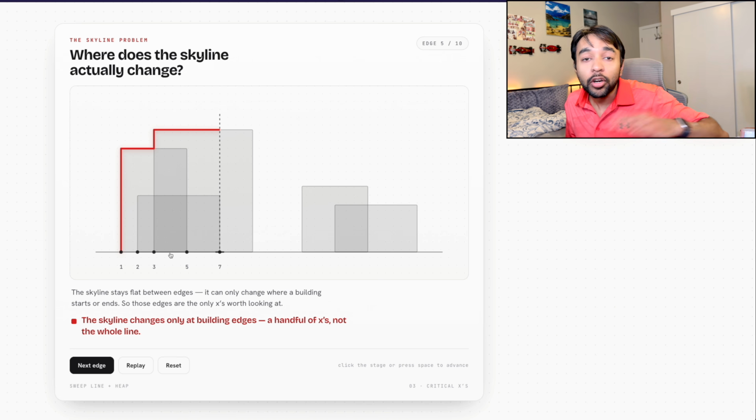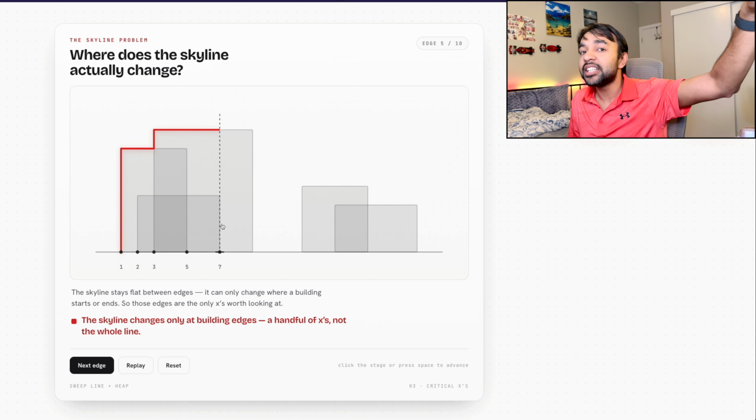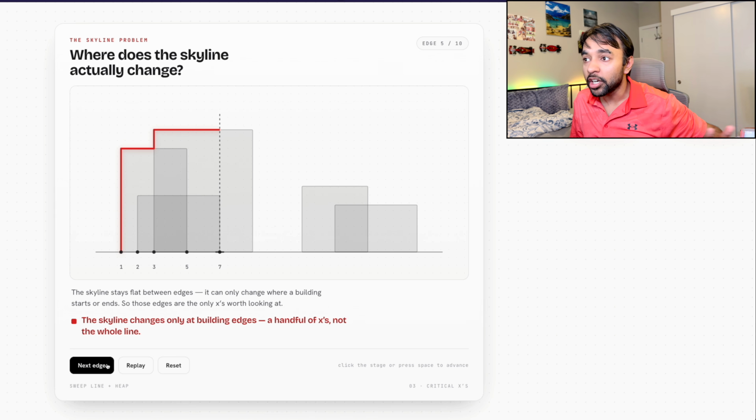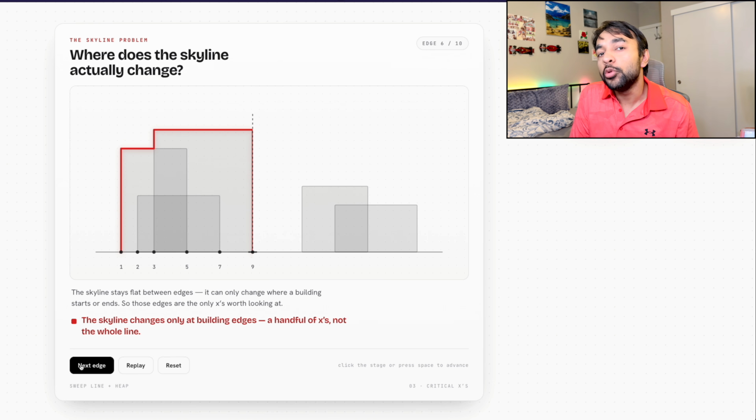Notice that we did not look at what happened at 4. We did not look at what happened at 6, because there are no events for it. At edge 7, one more building ends, but our skyline, or the highest building, is still active, so we don't do anything about it. Look at the next event. It happens at x equals 9. And now what do you see? There is no building available, so our skyline drops. What do you do now?